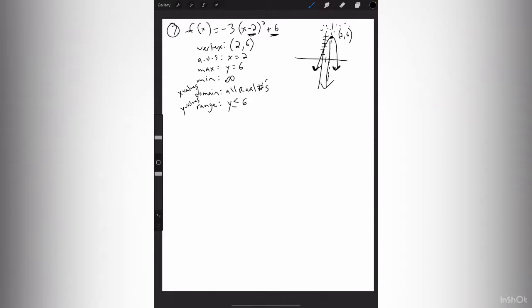Okay, number 8. Number 8 says identify the vertex, the axis of symmetry, the maximum or minimum value, and the range of each parabola. Okay, so let me go ahead here and start with number 8. So number 8 is y is equal to x squared plus 2x plus 1. Now here's the thing. We do not currently have this in vertex form. So we don't know what the vertex is. So we're going to have to start looking and identifying some things.